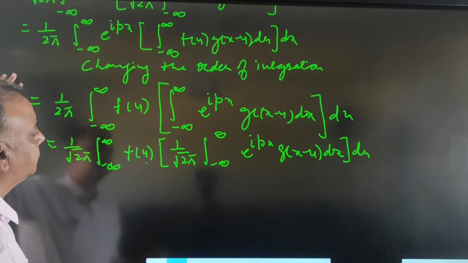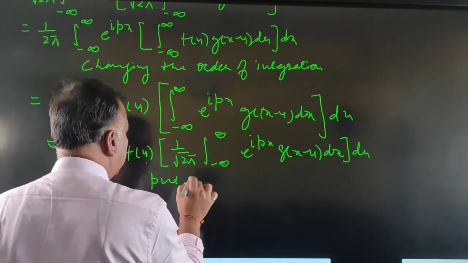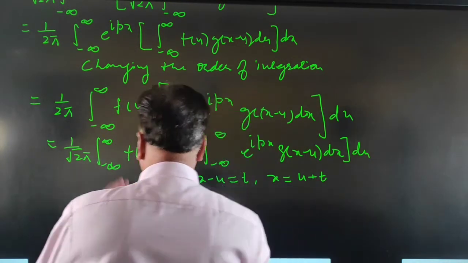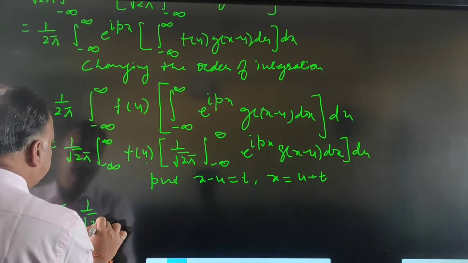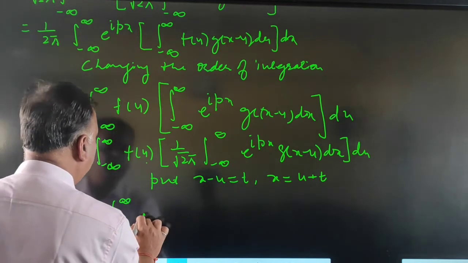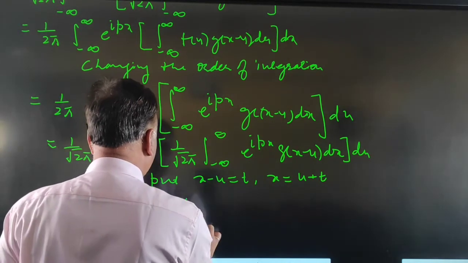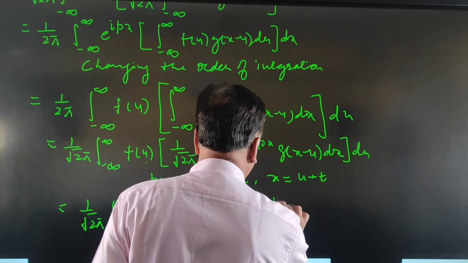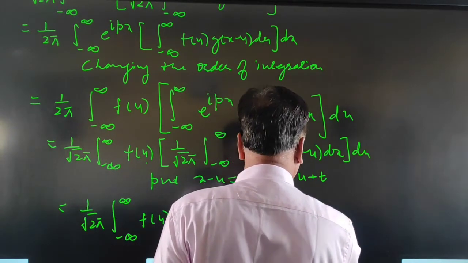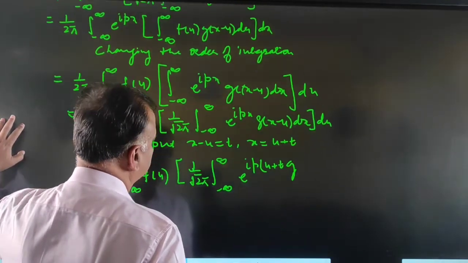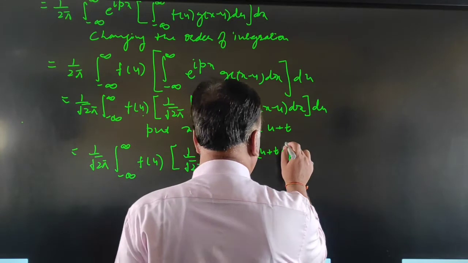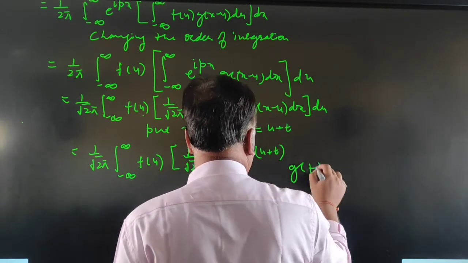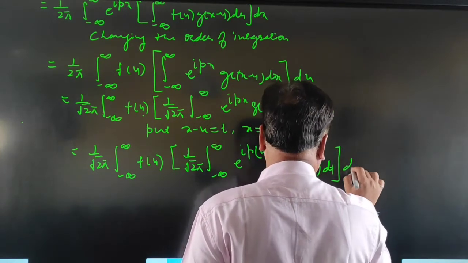Now if we substitute x minus u equal to t, then x is equal to u plus t. So this is equal to 1 upon root 2 pi integral from minus infinity to infinity f of u, into 1 upon root 2 pi integral from minus infinity to infinity e raised to iota p times u plus t, g of t dt, and then we integrate with respect to u.